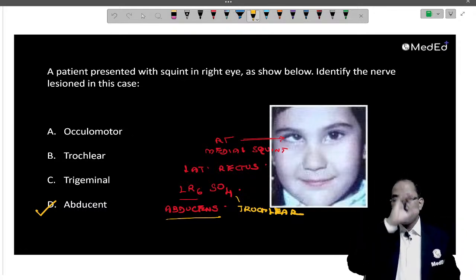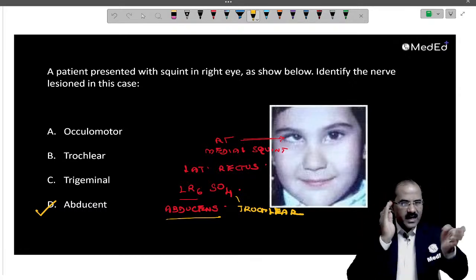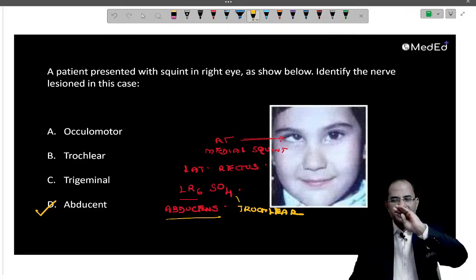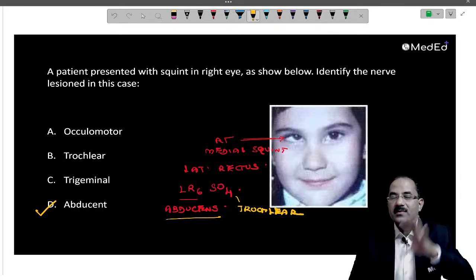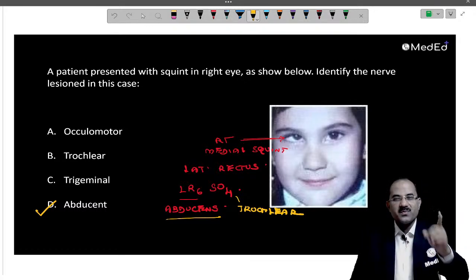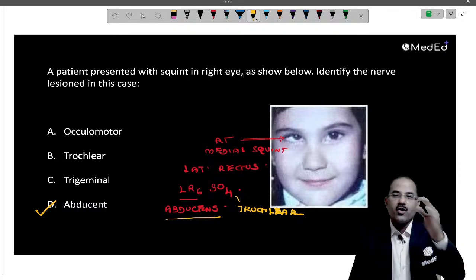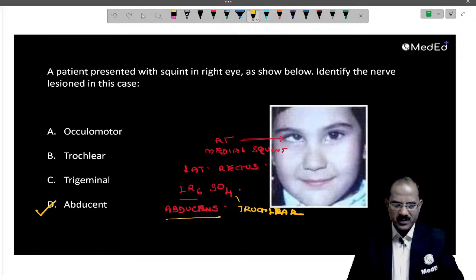So all the extraocular muscles are supplied by which nerve? Now we have the medial rectus, lateral rectus, superior rectus, inferior rectus, 4 rectus, 2 obliques, the superior oblique, inferior oblique. All the extraocular muscles are supplied by the oculomotor nerve, except the lateral rectus, which is supplied by the 6th nerve, abducens, and the superior oblique is supplied by the 4th nerve, that's the trochlear nerve. Perfect. So the answer here is abducens nerve.